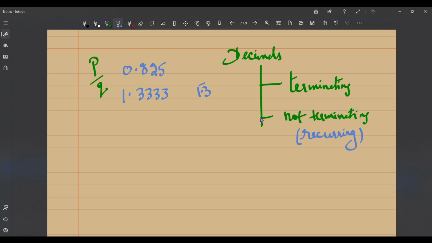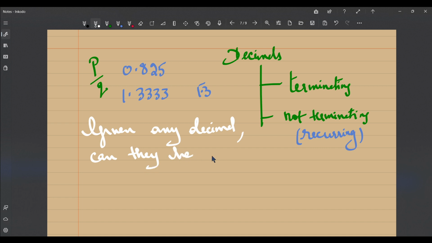Now we just had a question. Given any rational number, we could convert it into a decimal. At the end of the video, our question was: given any decimal one could think of, can it be represented as a rational number or as a fraction? So let us try to see if there is any decimal which cannot be represented as a fraction.